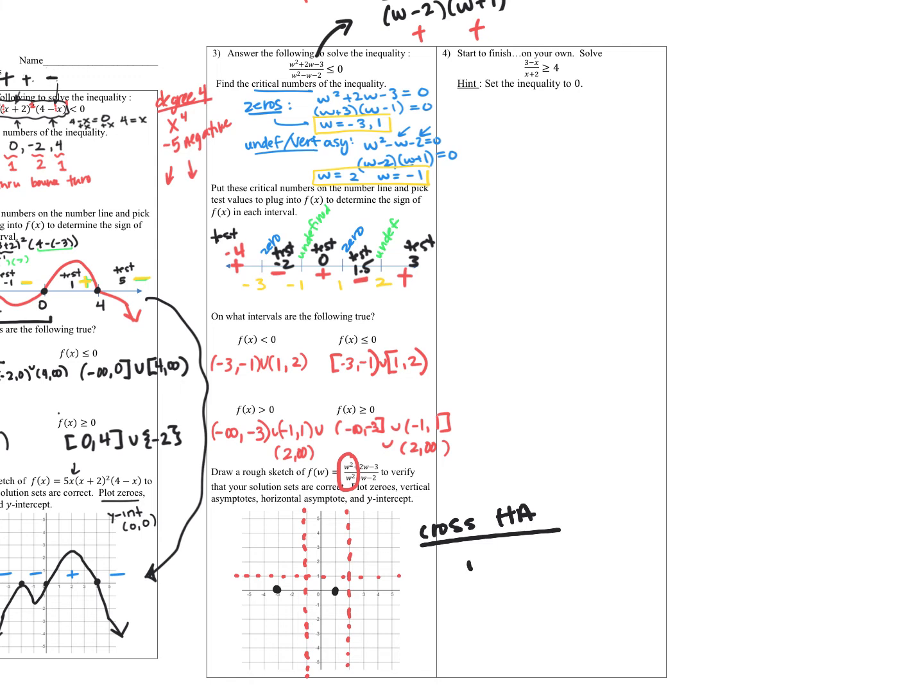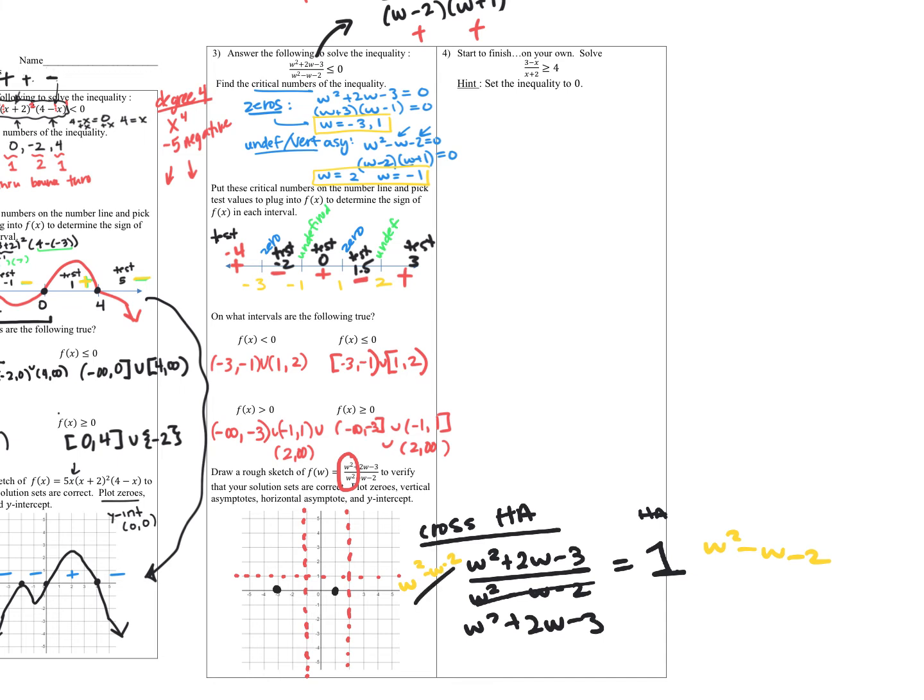And so if I cross it, that means that the entire fraction, w squared plus 2w minus 3 over w squared minus w minus 2, we want to see if it's ever equal to that 1 that we found for the horizontal. So if I clear the fraction, multiply by w squared minus w minus 2, we're going to get w squared plus 2w minus 3, because those are gone, is equal to w squared minus w minus 2. Now if we try and get our w's all on one side, the w squareds will cancel.